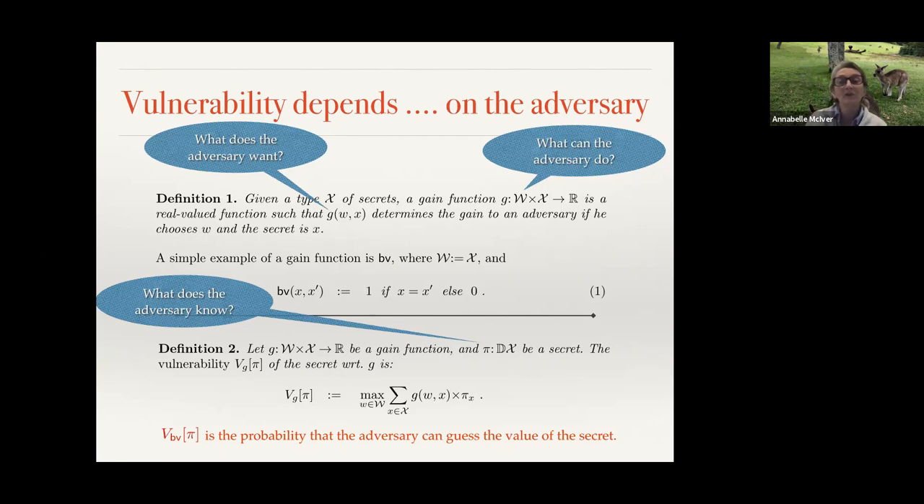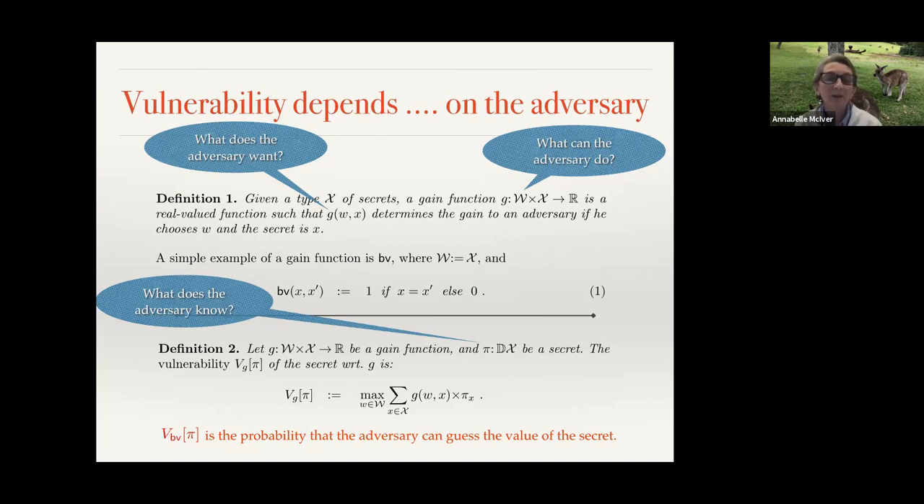And what the adversary is able to do. So we have this idea of a gain function. This G takes a set of actions which is available to the adversary, those are the W's, and a gain, G(W, X), which gives a dollar amount that measures the actual gain the adversary receives if he performs action W when the secret is actually X.